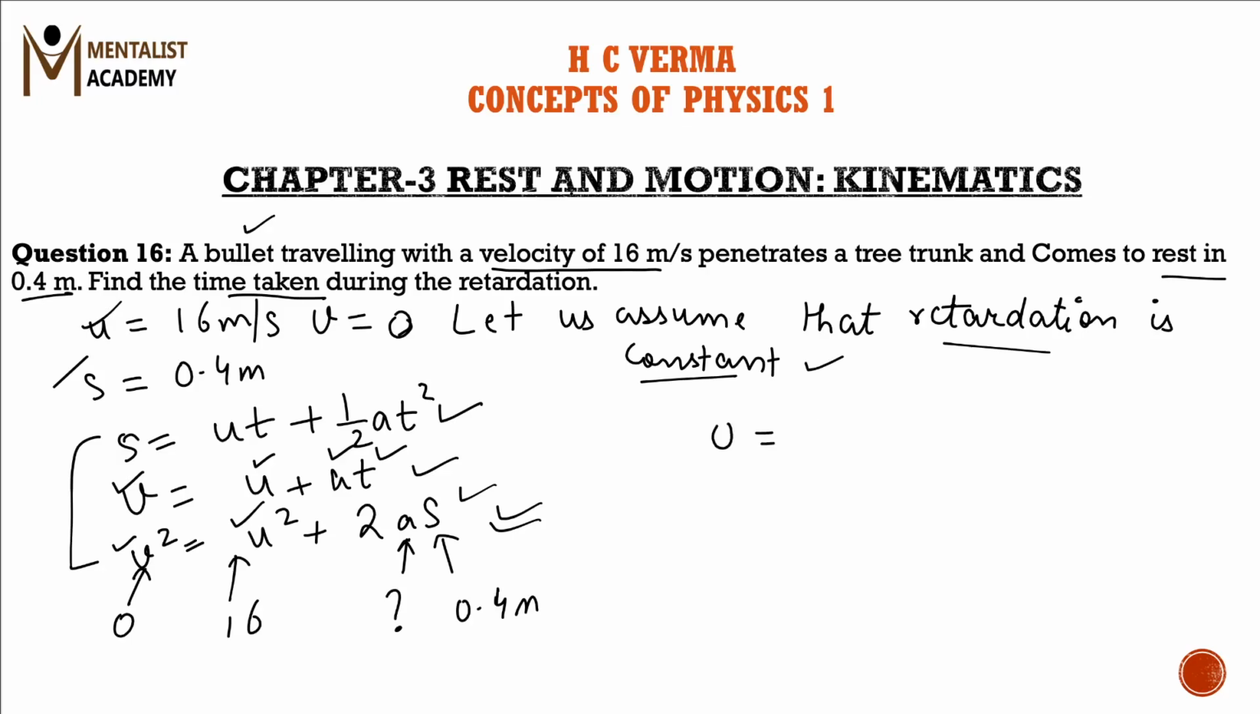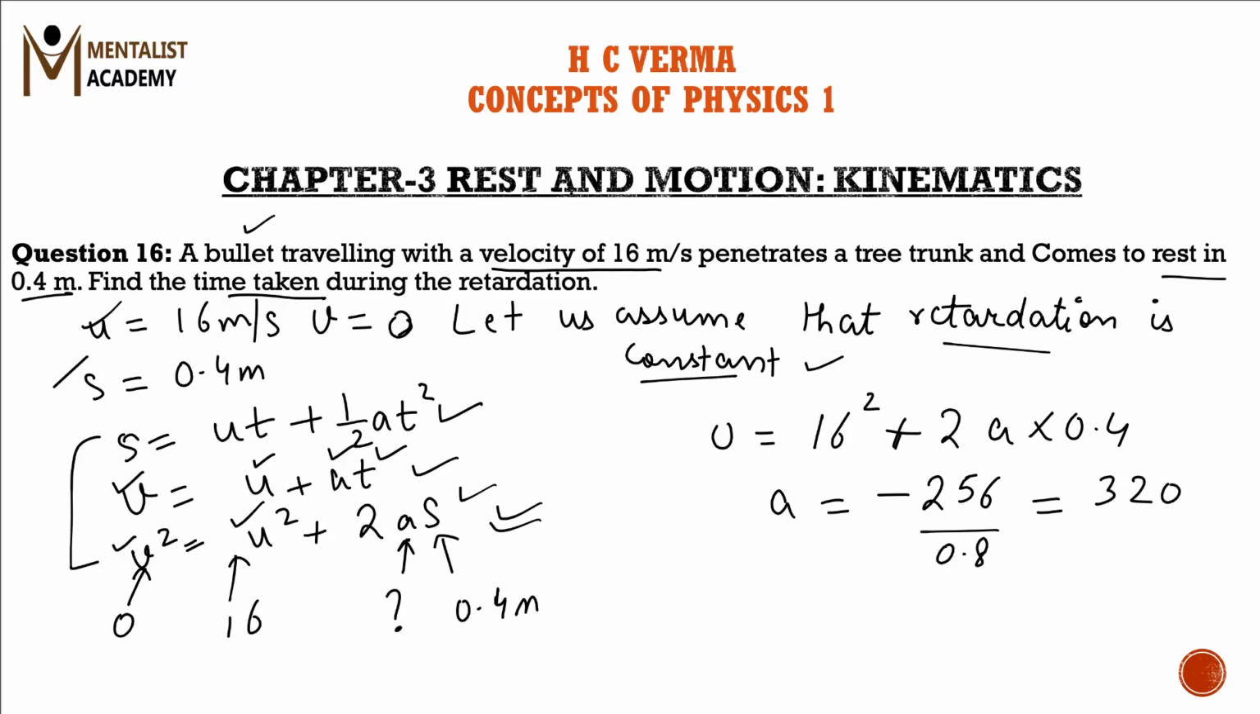So let us put the values. 0 is equal to 16 square plus 2a into 0.4. So acceleration will come out to be minus 256 divided by 0.8. So it will be equal to 320 meter per second square. The deceleration or the retardation of the bullet would be minus 320 meter per second square.